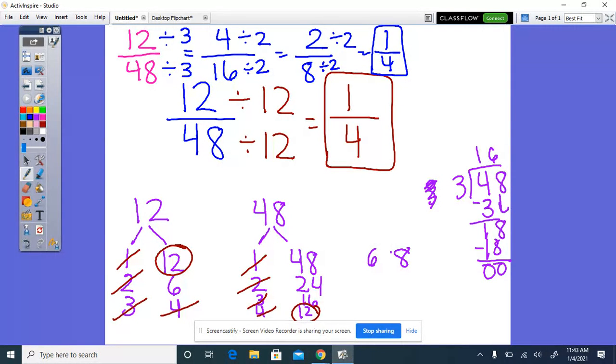Is it okay to do that? Yes, it is. Is it the easiest route to go? No, it is not. However, if you struggle with your multiplication facts, you are able to pick a smaller number and just divide multiple times if it makes it a little bit easier for you. Okay, but we eventually want everyone to get to the point where they can choose the biggest number and have less work to do. Okay, so that's just a short little video on simplifying fractions.